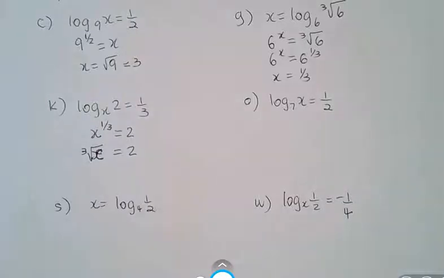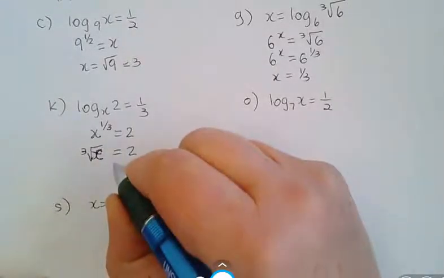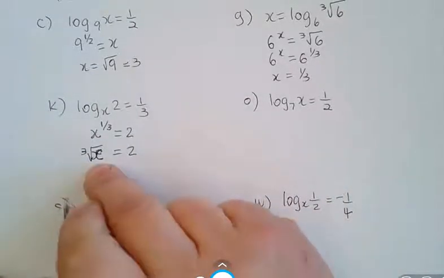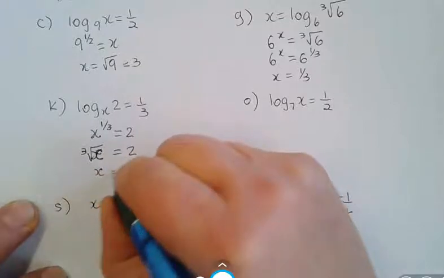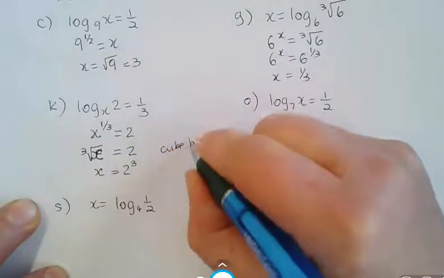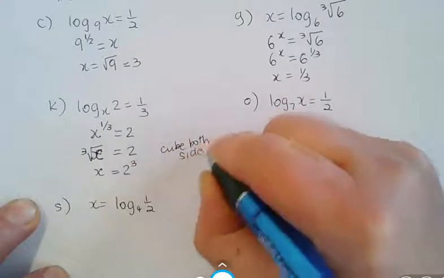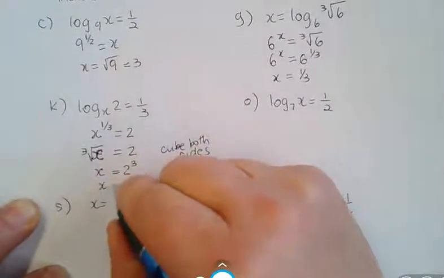Let's say you didn't know it. What's the inverse operation of cube root? Cube. So you could cube both sides if you weren't sure. So if I'm trying to solve for x, I have to undo the cubed root of x. So I could cube both sides. Cubed root and cube cancel, and I get that x is 8.